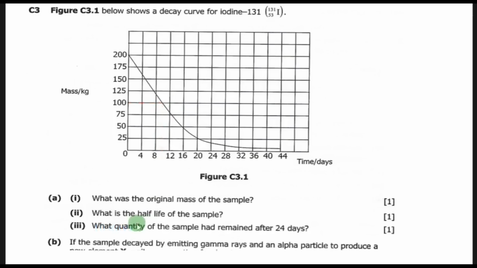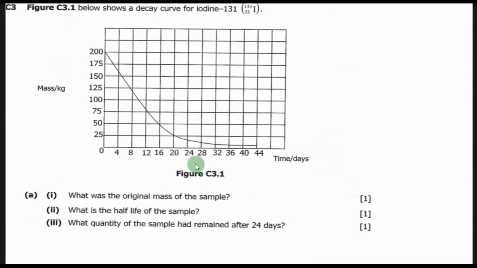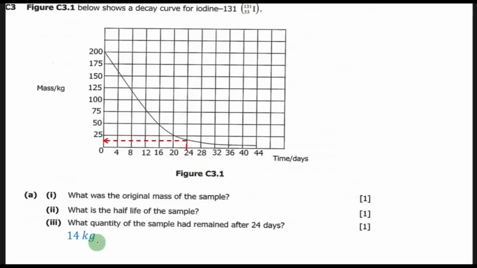Then let's see another question. What quantity of the sample had remained after 24 days? So after 24 days, you come at this days here time, then you draw a line up to reach a graph, then you go there. So what sample could have remained? Again, we are going to estimate here in between. It is not really on the middle, this one. If it was the middle, it was going to be 12.5, but this line is a bit up. So I said this one is going to be somewhere 14 kilogram.